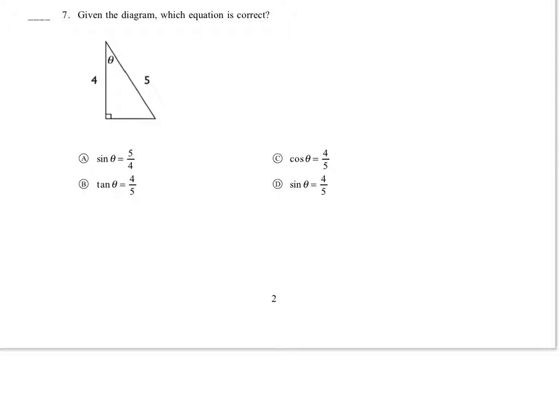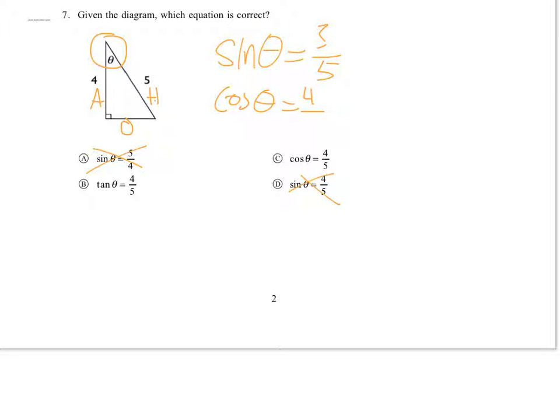First up, we've got a diagram. We've got to identify which equation is correct based on this angle. I'm going to label my opposite, my hypotenuse, and my adjacent. Sine of theta is opposite over hypotenuse, so that'd be question mark over 5, and that's not either of these. So definitely not sine, okay? Cosine of that angle is going to be adjacent, so 4 over hypotenuse, 5, and that's choice C.